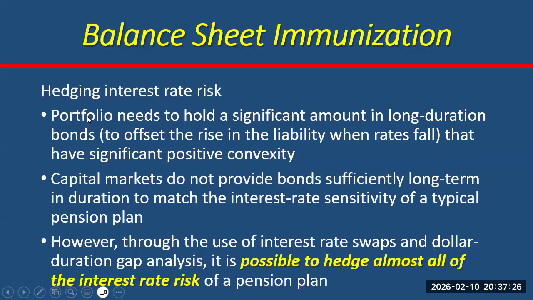So you need a significant amount of long duration bonds to offset that. Capital markets don't do that, but with interest rate swaps and dollar duration gap analysis, it's actually quite simple to do. My first swap that I purchased was a very short phone call, very simple to do. Now I had to rely on the actuary because I was really relying on his forecast of cash flows.